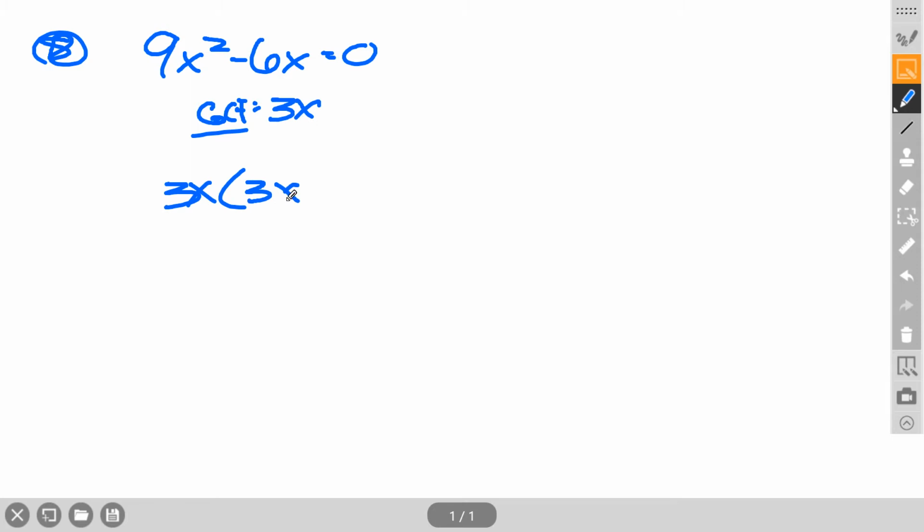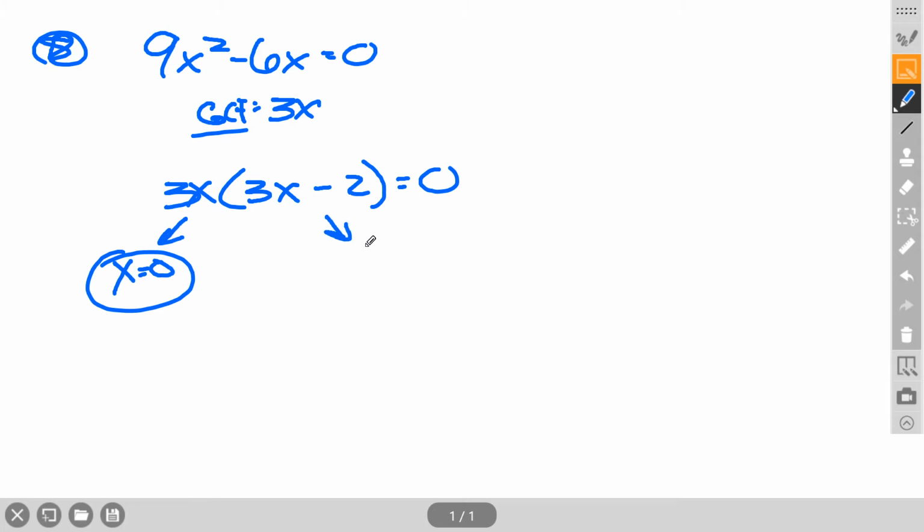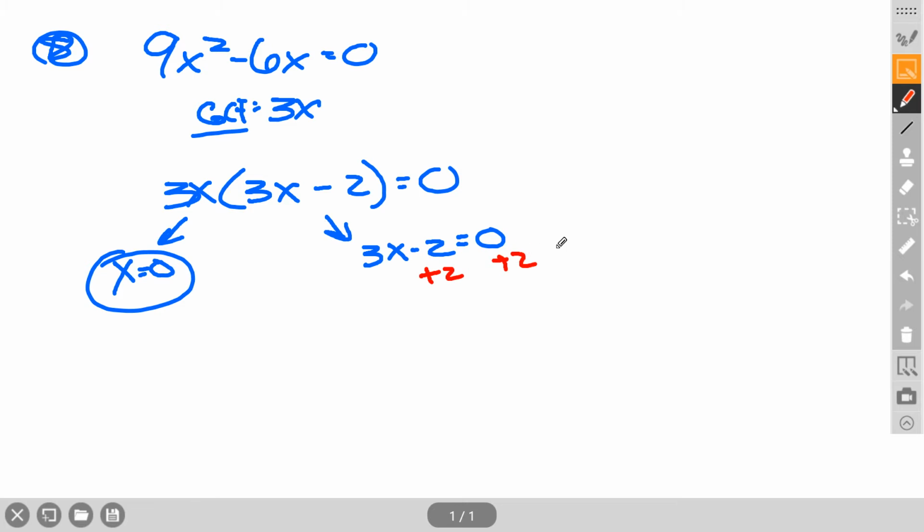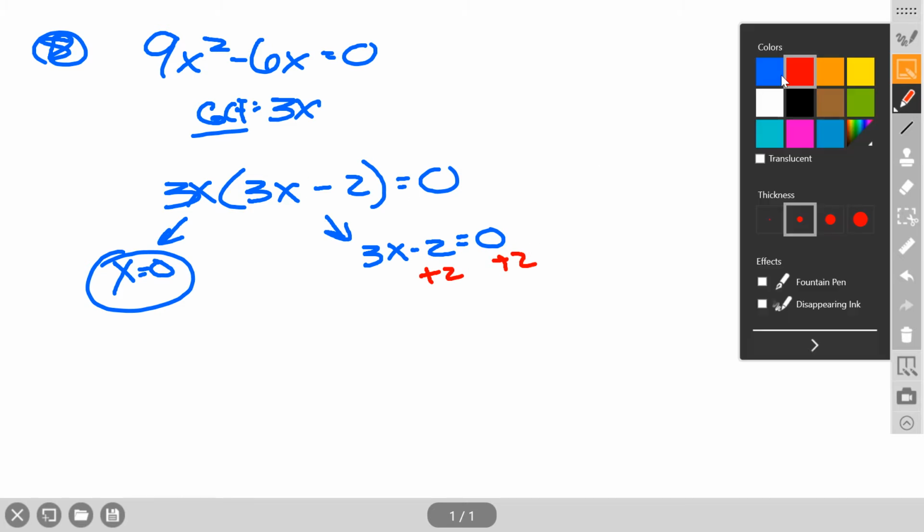Number 8, 9x squared minus 6x equals 0, so it's equal to 0. I'm factoring, so I'll factor out the GCF, which is 3x. So 3x comes out. I'm left with 3x minus 2. All right, so I want to know what x value makes each of these equal to 0. So x equals 0 is one of the solutions because 3 times 0 is 0. For this other one, I want to know what x value makes this 0, so I'll solve the equation 3x minus 2 equals 0. Unless I can look at it and tell that the solution is 2/3, I need to do it this way.